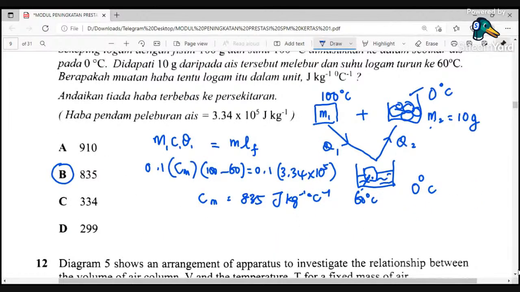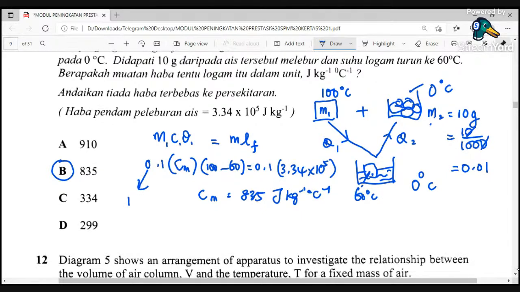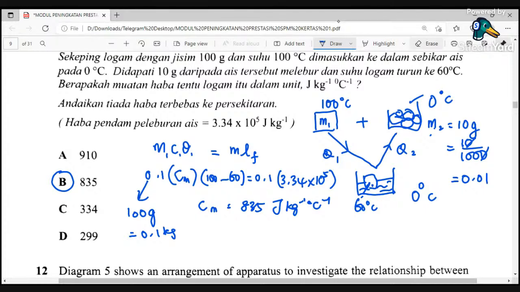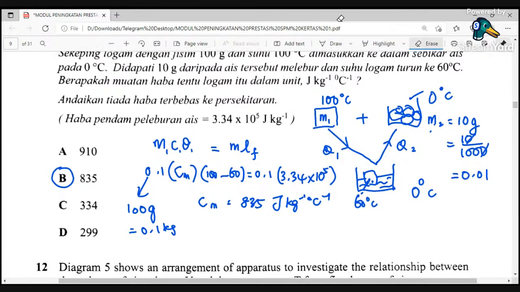Oh ya, dekat sini. Ice ni 10 gram, you tukar 10 divide by 1000. Ada mistake kat sini, 0.010. Untuk ini 100 gram, so 100 gram you tukar kilogram ialah 0.1 kg lah. Yang ni ada mistake, so saya betulkan. Ini kena 0.01. Okay, so dapat jawapan yang sama lah, 835.